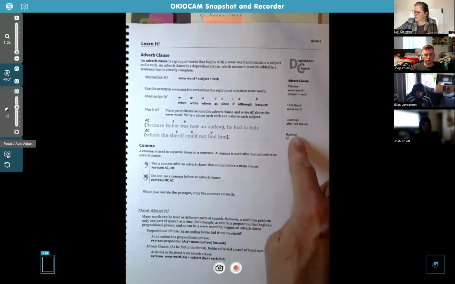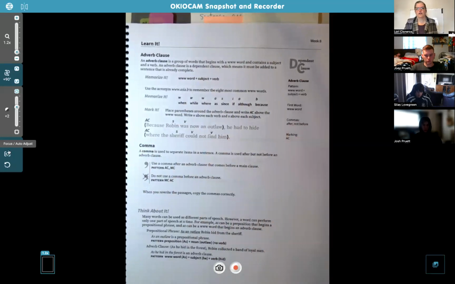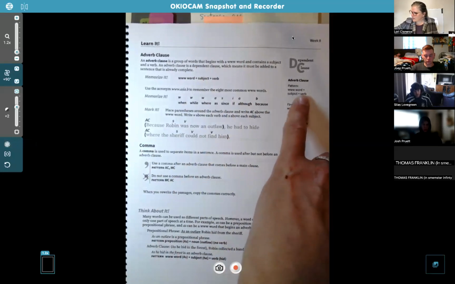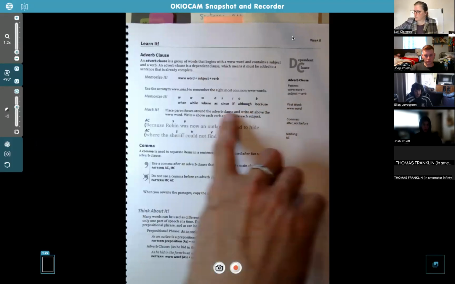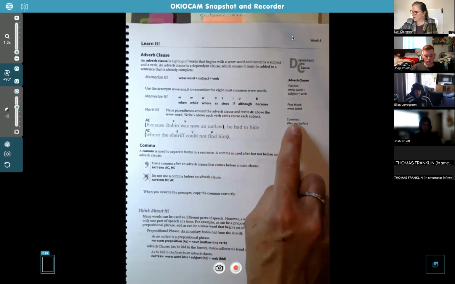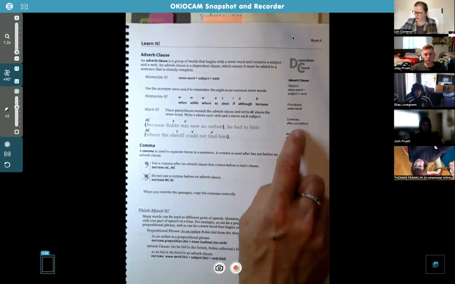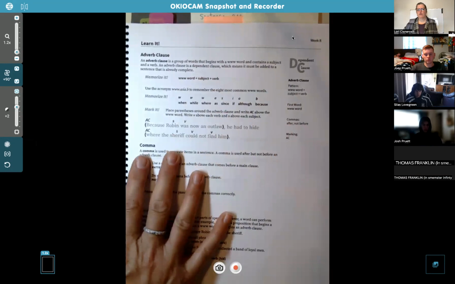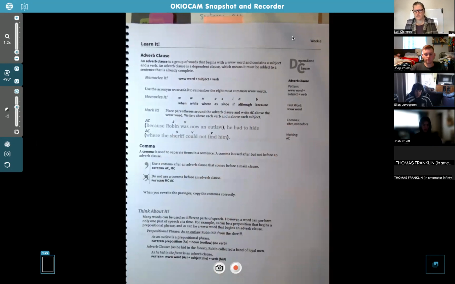In the margin over here are some extra notes for you, and here comes Thomas. I'm going to let him in. So we've got the WWW word plus subject verb. The first word is one of these words, and then commas are after, not before the adverb clause, and we're marking it with AC. Okay, now we're going down to the comma rule, and I see you, Thomas, coming in. Make sure you turn on your camera.